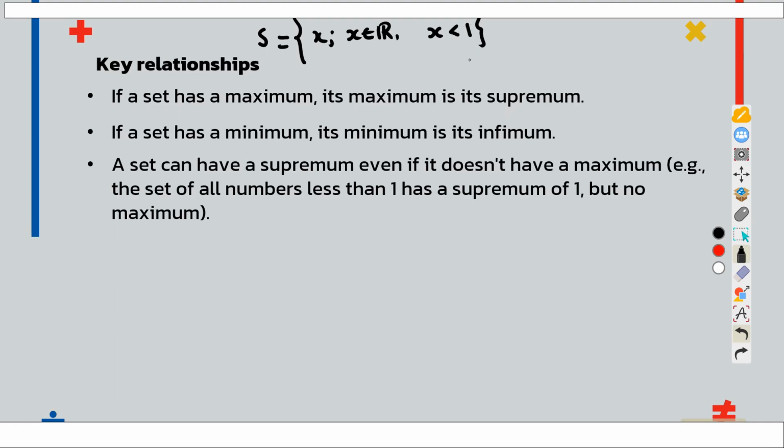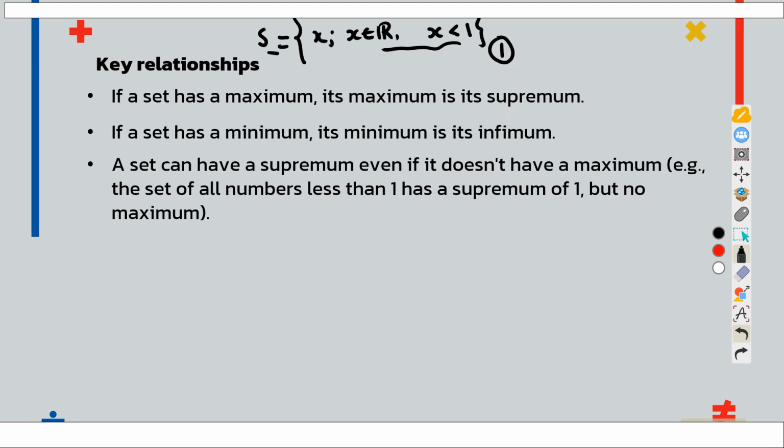Numbers less than 1, you can begin with 0.999, all those numbers there. So all numbers that are less than 1 qualify to be within this set. So there are very many numbers starting from slightly below 1, and all those numbers qualify to be in this set. But these numbers here don't contain 1. 1 is not part of this set.